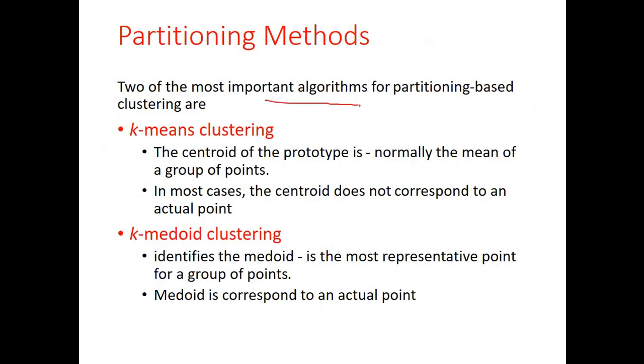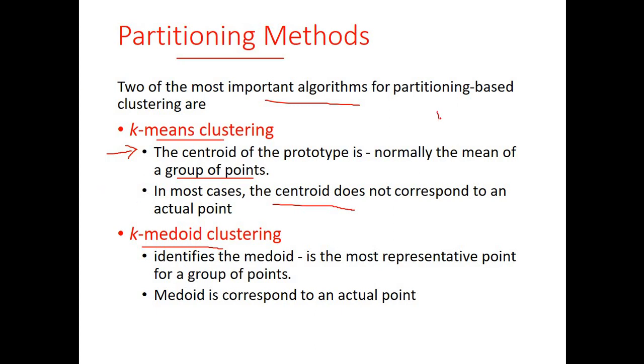Two of the most important algorithms are used by these partitioning methods. One is the K-means clustering algorithm, another one is the K-Medoid clustering algorithm. In the K-means clustering algorithm, the centroid or prototype is normally the mean of the group of points. That means given a group of points in the data set, the centroid is the mean of the group of data points. In most cases, the centroid does not correspond to any actual point.